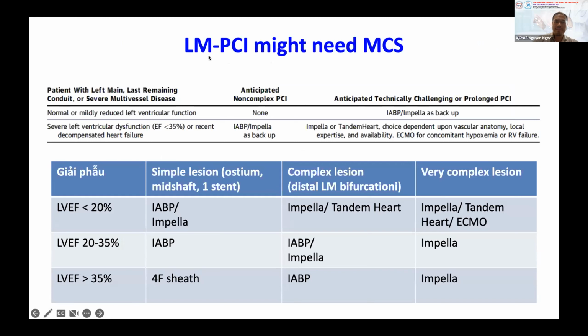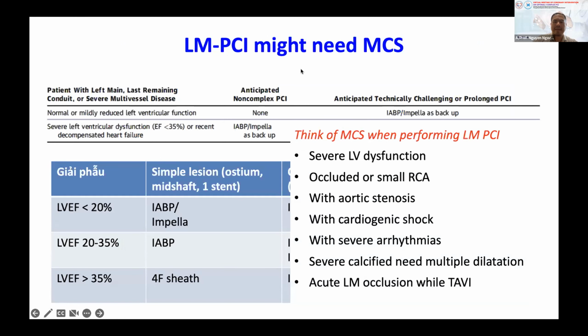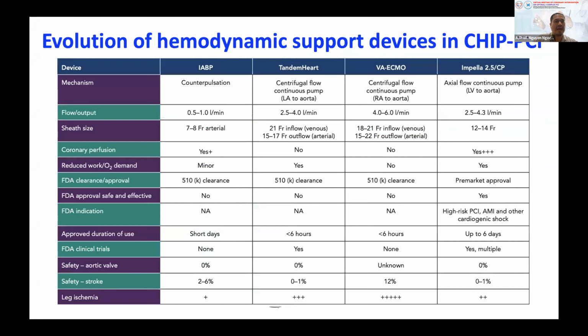So if you look back into the subgroup of the patients with the left main, we need the PCI. So this is a subgroup with the left main PCI. We might need it, for example, with LV dysfunction, a patient who already has occluded RCA, aortic stenosis with the cardiogenic shock, severe arrhythmia, or when you need multiple dilatations because of severe calcification lesion, or the patient has acute left main occlusion when it's TAVI. And then in this group, you might think about putting a tandem heart, ECMO, or anything you have when you perform the left main PCI.